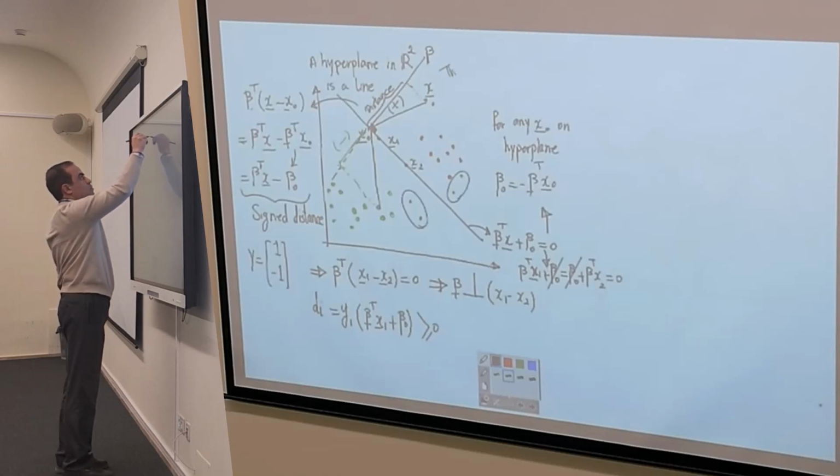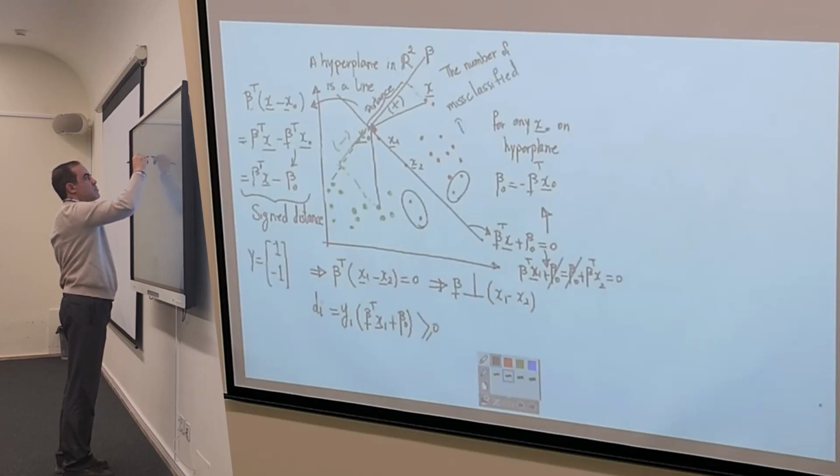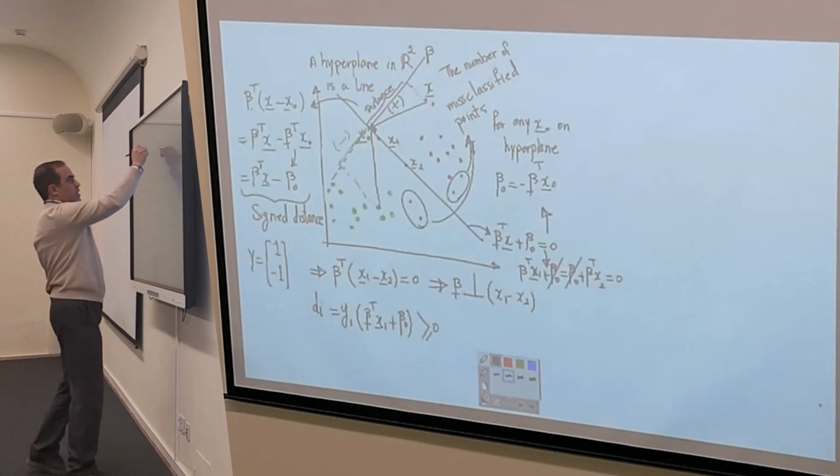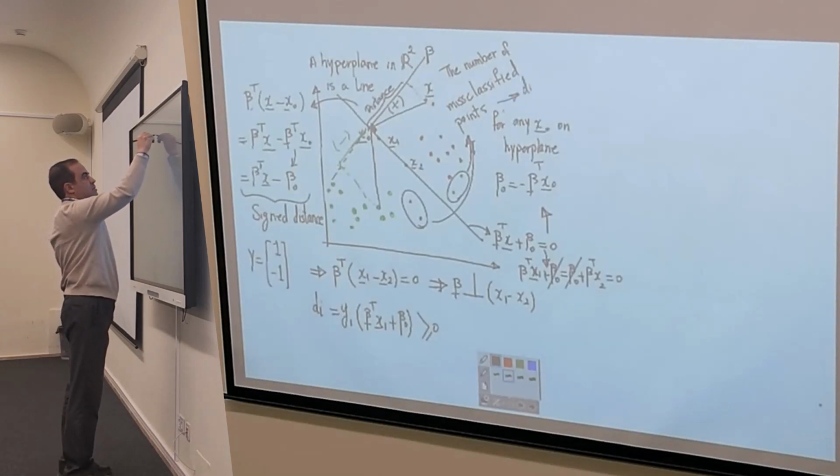So the number of misclassified points might be helpful to have a measure to compare the different models. But this number of misclassified points is what? It is a discrete measure.